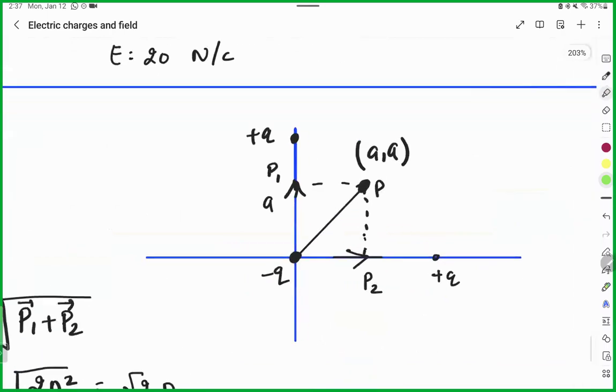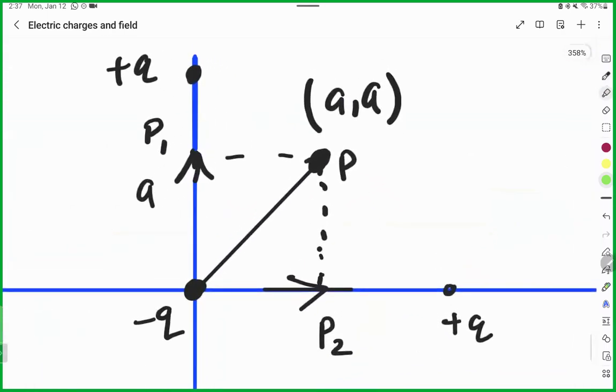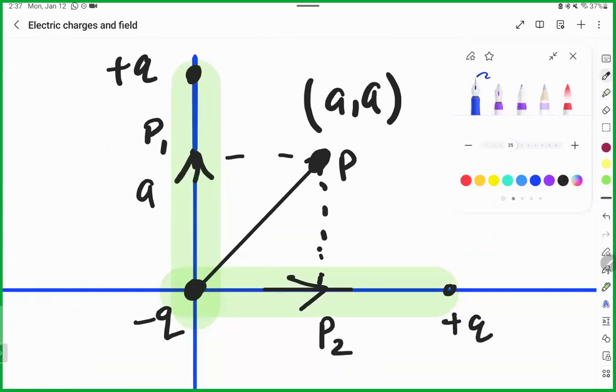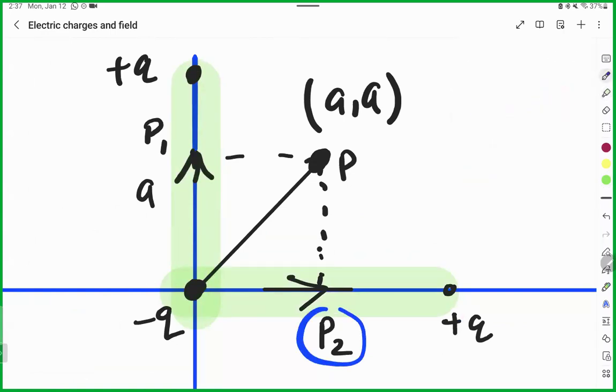If you have two dipoles, one dipole from minus q to plus q, like this, and a second dipole here, minus q to plus q. So this will be your dipole moment, and this will be another dipole moment. Dipole moment is a vector quantity. What will be the resultant dipole moment?